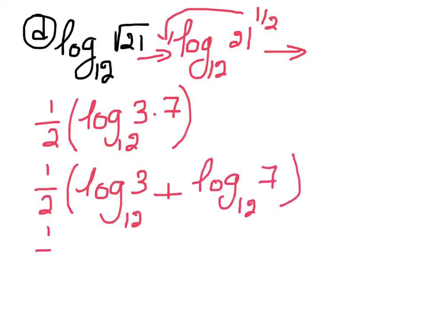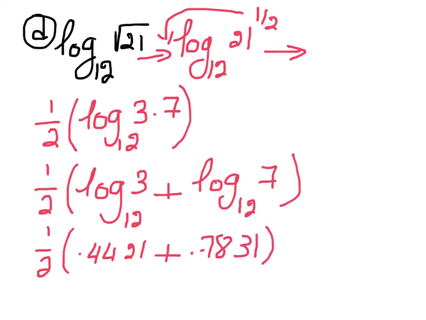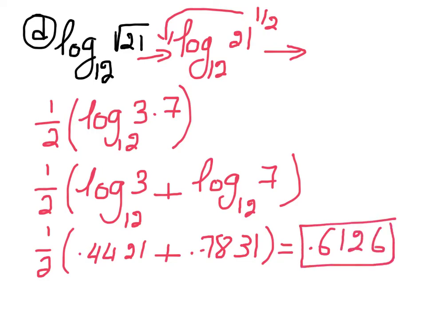This one is given to you the same as the previous problem, 0.4421, and this will be 0.7831. You multiply them all out, you get 0.6126, and number 3 is done.